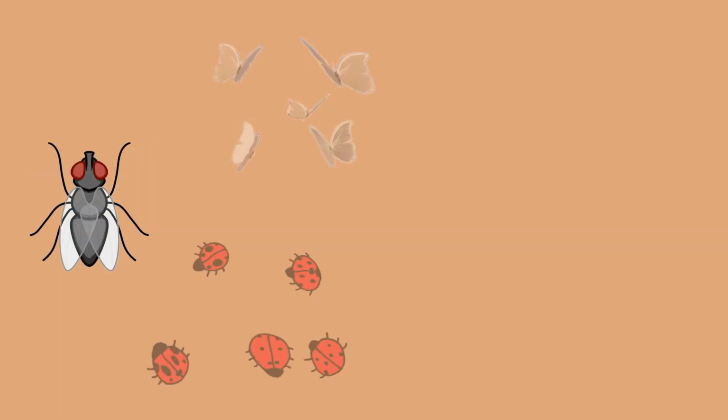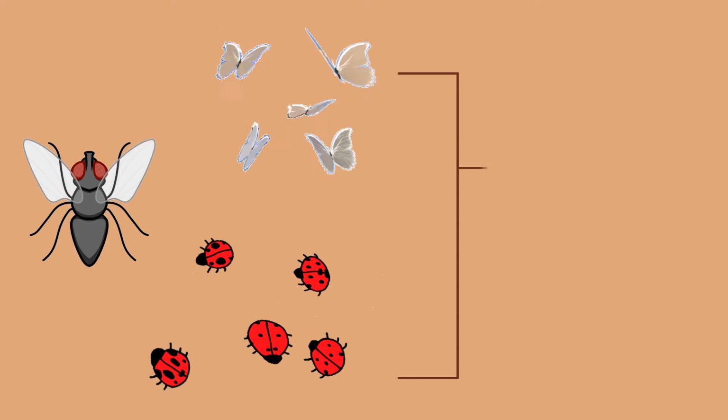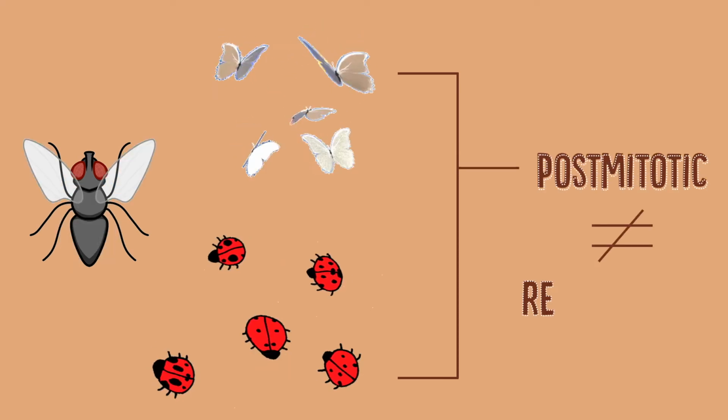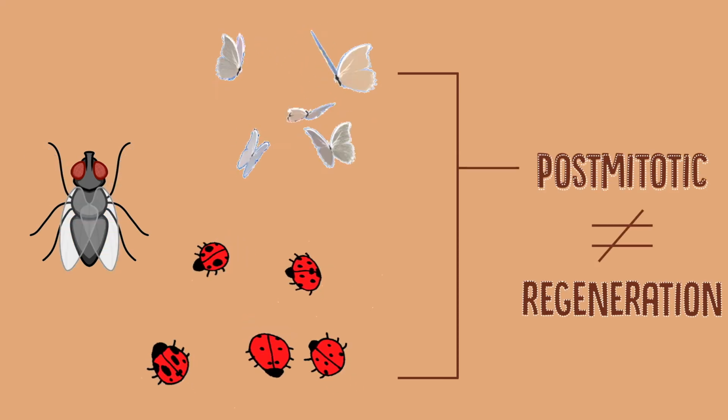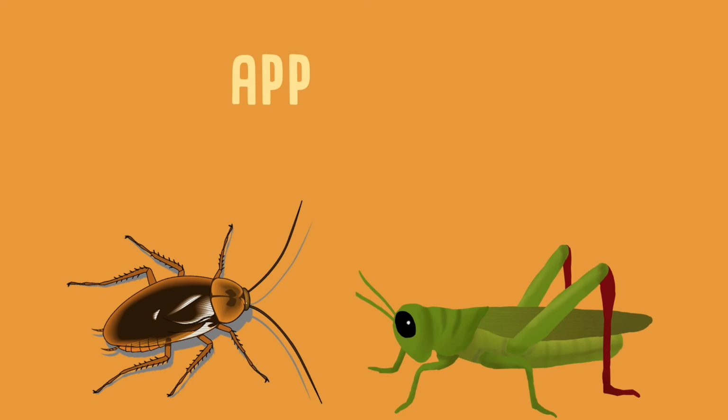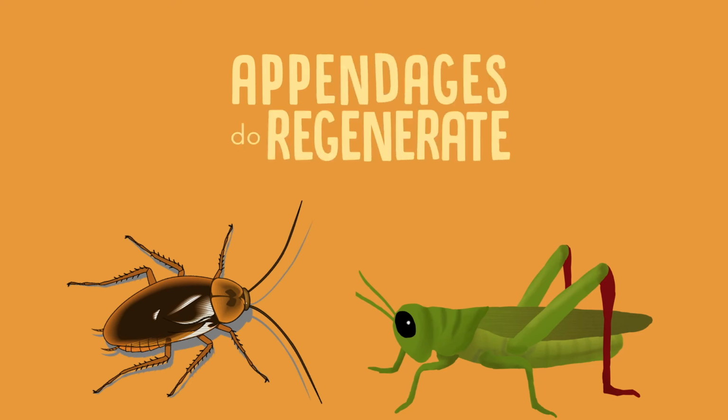On the other hand, Drosophila and other holometabolous insects are mostly postmitotic, thus no regeneration occurs. However, in hemimetabolous insects such as locusts or cockroaches, appendage regeneration occurs. If a leg or antenna is removed, it will grow again and will become visible at the next molt when the old cuticle is shed.